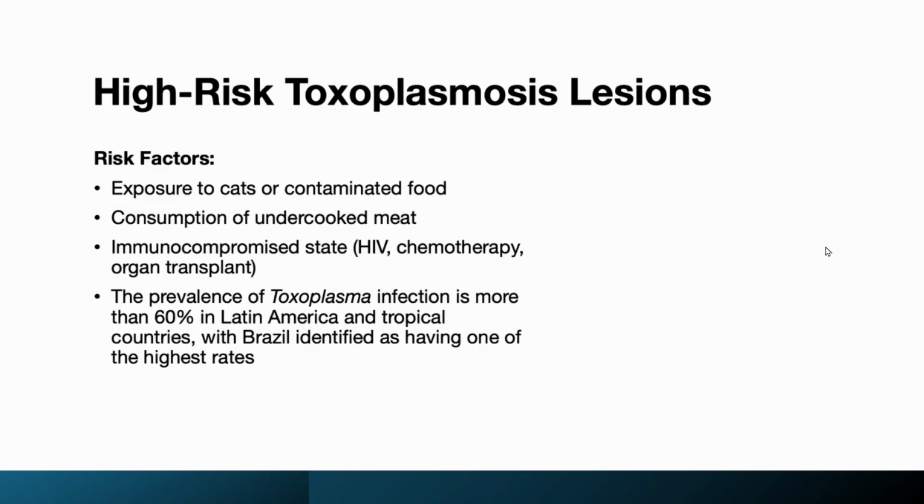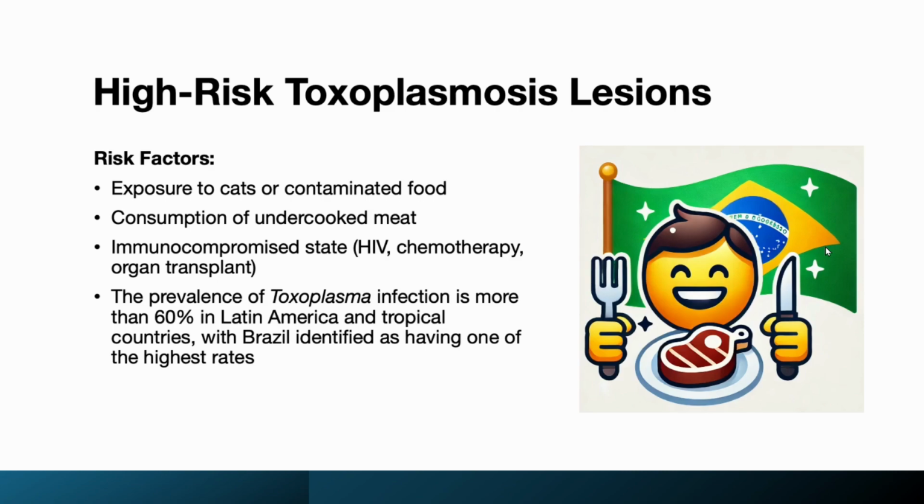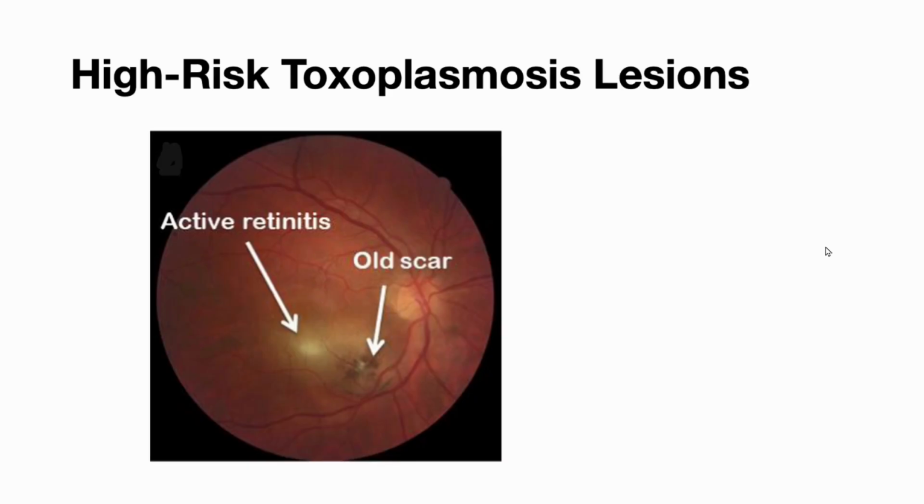Patients with weakened immune systems, such as those with HIV, undergoing chemotherapy, or who have received organ transplants, are at significantly high risk of developing severe toxoplasmosis. Toxoplasma infection is particularly prevalent in Latin America and tropical countries, exceeding 60% in many areas. Brazil in particular has been identified as having one of the highest rates of toxoplasma infection in the world. This is an example image of reactivated toxoplasmosis with a chorioretinitis affecting the macula, adjacent to an old chorioretinal scar.